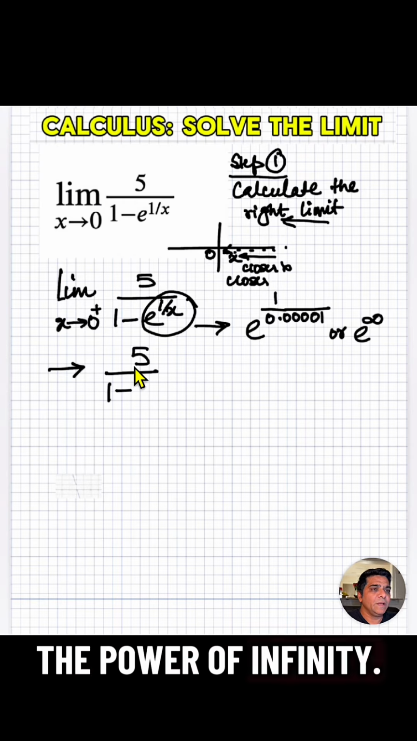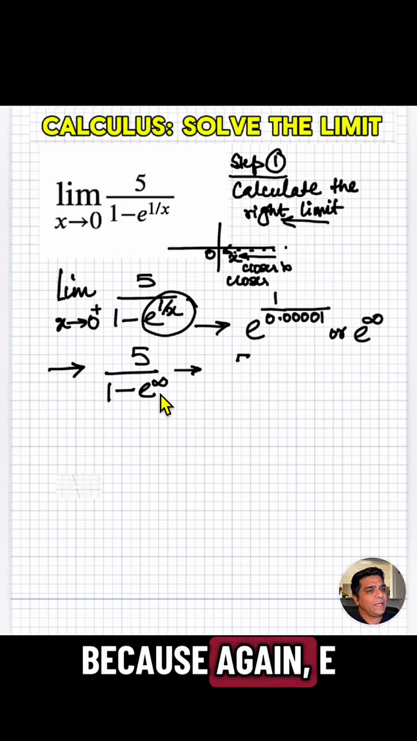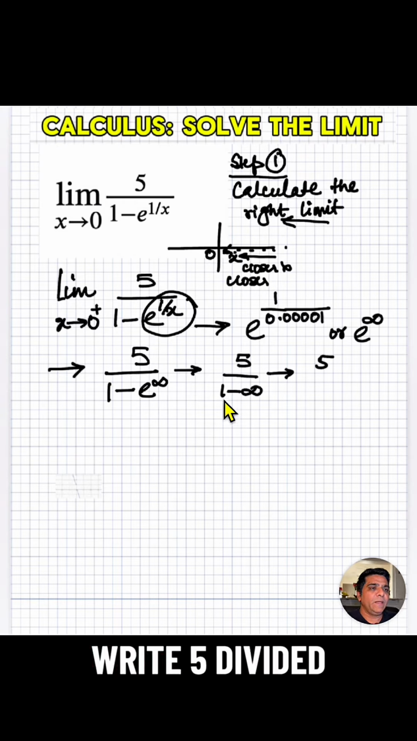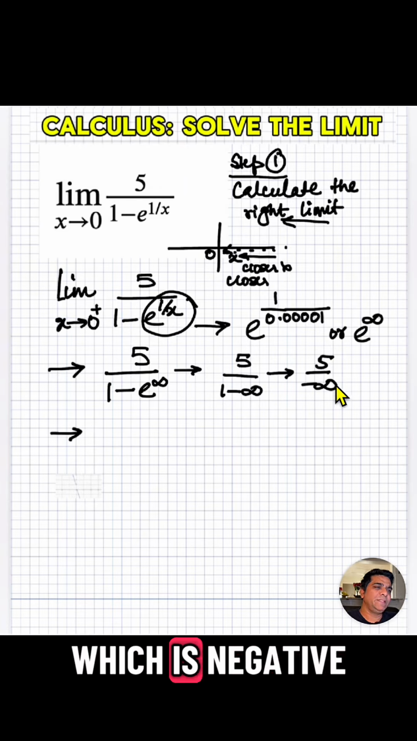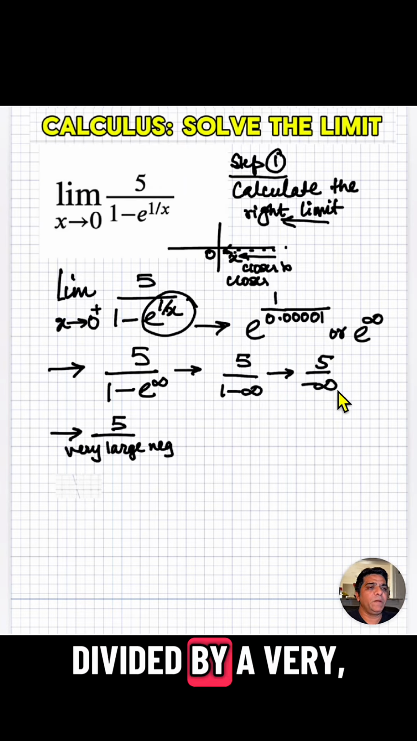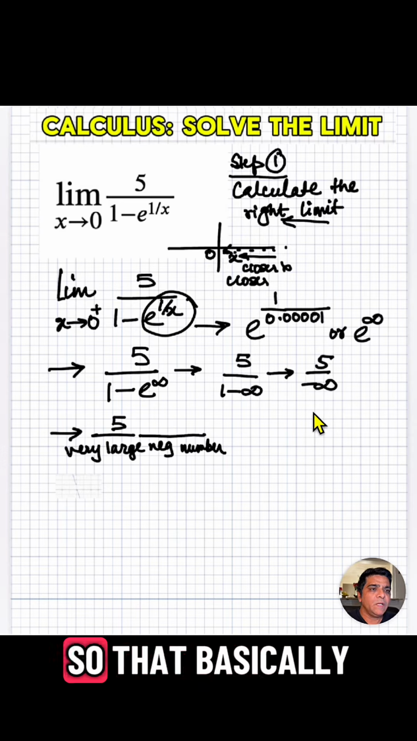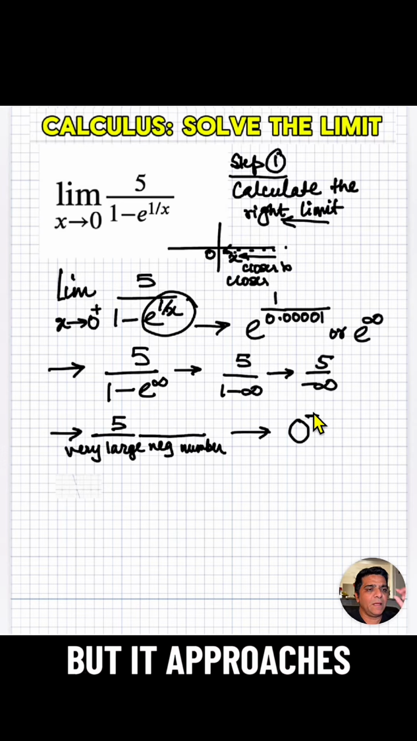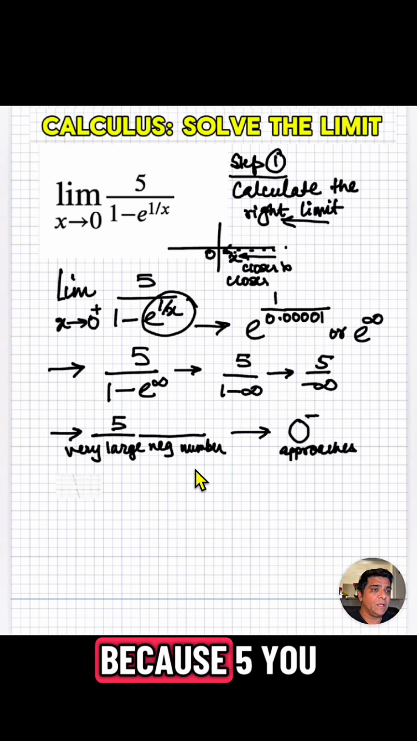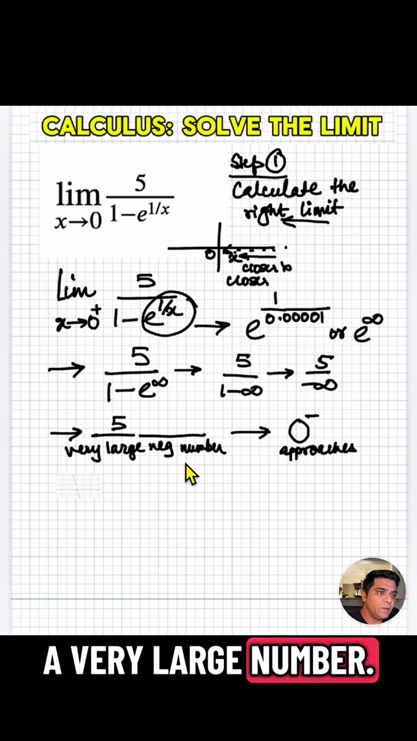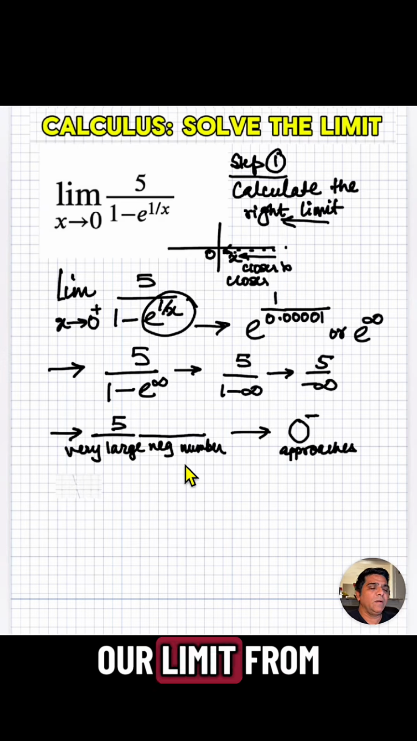So we have 1 minus e to the power infinity, and e to the power infinity is infinity. So we can write 5 divided by 1 minus infinity, which is negative infinity. Now what happens to 5 divided by a very, very large negative number? That approaches 0 from the negative side, but effectively it approaches 0, because you are dividing 5 by a very large number. Okay, so that's our limit from the right hand side.